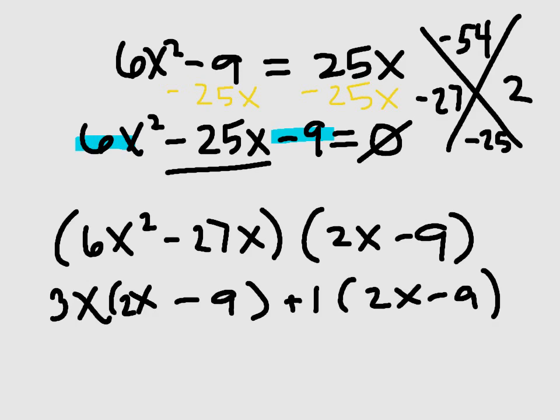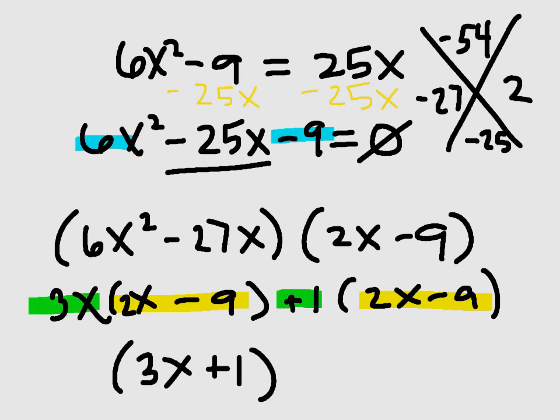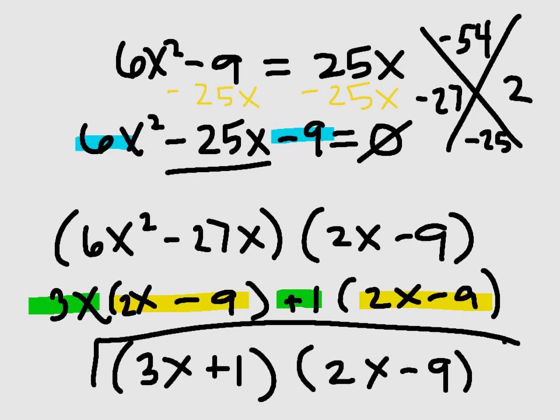So we'll group our two terms together. Our double term and our term from factoring. So here we'll write our final answer. And all we have is 3x plus 1 and 2x minus 9. And then that will be your final answer.